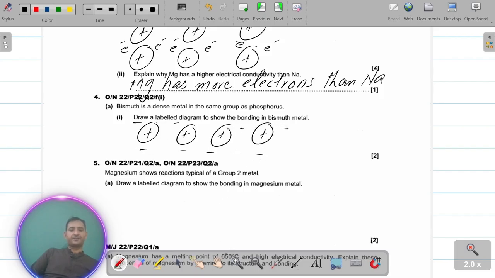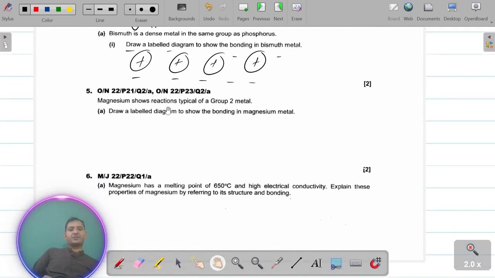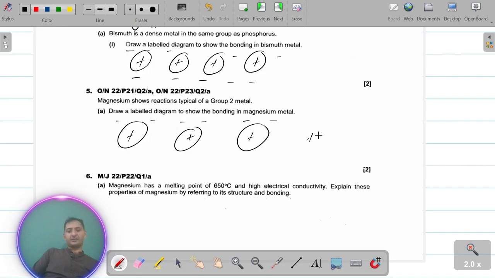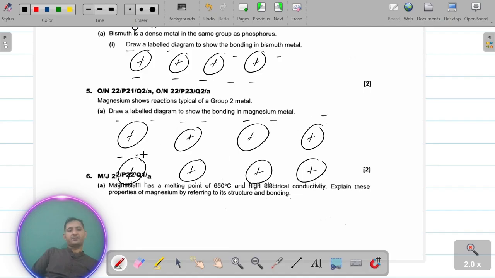Okay, for example, magnesium, a reaction typical of group 2 metal. Draw a labelled diagram to show the bonding in magnesium metal. Once again 2 electrons per atom because it's from group 2. If something is from group 3, you will draw 3 electrons per atom. Cations, positive ions, and 2 electrons per atom.